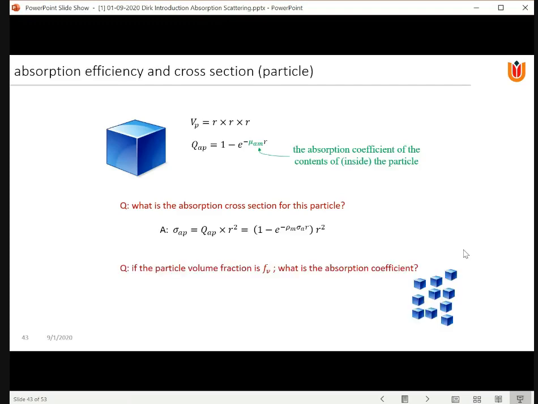Okay. Then the almost final question. If I now have these particles, these cubic particles, in a larger volume, taking up a volume fraction f(v), and I know this expression for the absorption cross-section of the particle, what is then an expression for the absorption coefficient of this collection of particles? And then again, you have to look a little bit back to the first definition of the absorption coefficient that we gave.